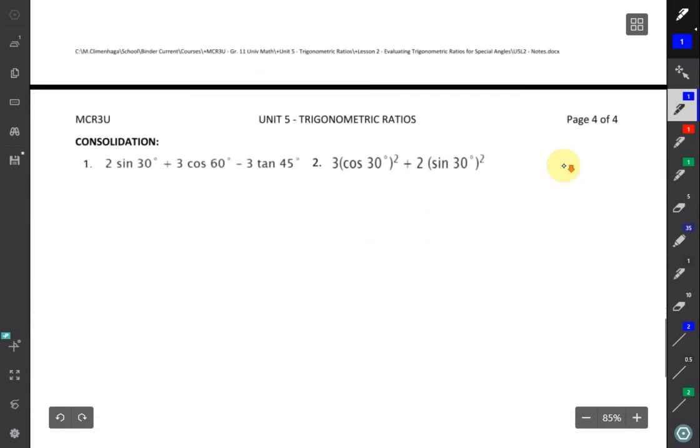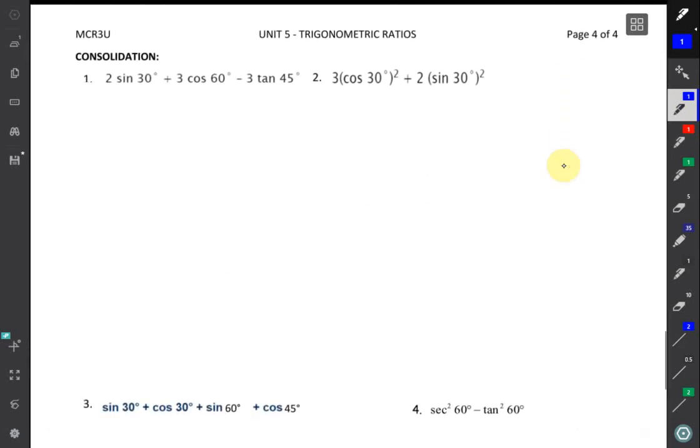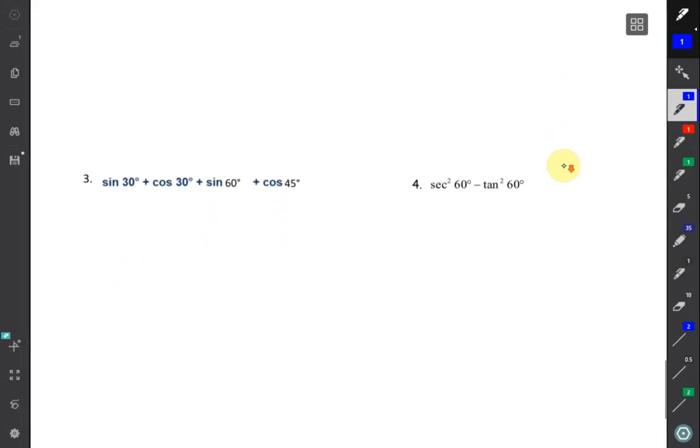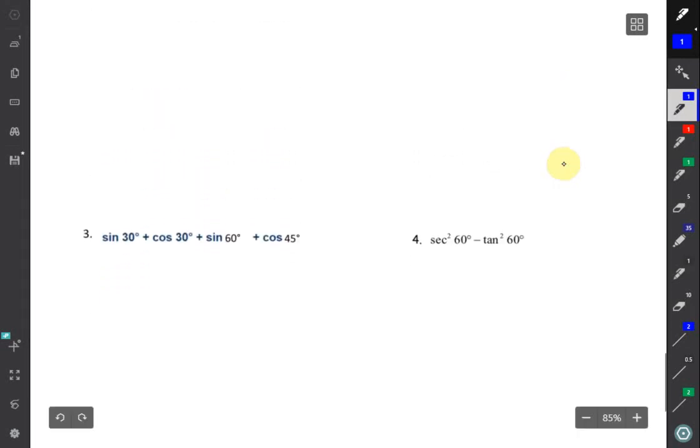Going on to the last page here, this is the consolidation. For sure, at this point, I would advise you to try these on your own before coming back to look at the answers.